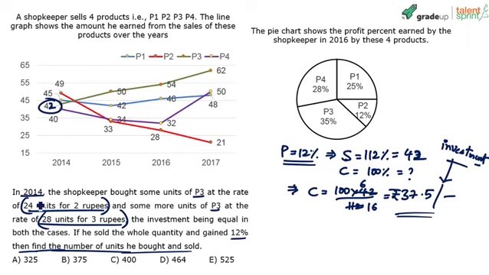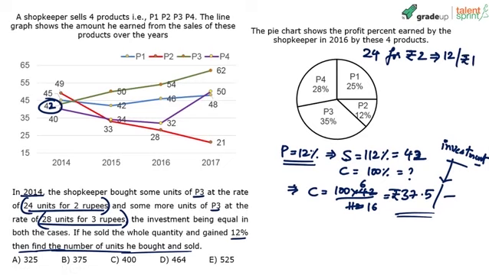Now comes the other part of the question. What is he saying? In 2014, the shopkeeper bought some units at the rate of 24 units for 2 rupees. So 24 units for 2 rupees means 12 units for 1 rupee. Yes or no? Sorry, 24 for 2 rupees. So how many per rupee? 12 per rupee. For 2 rupees he is getting 24 units, implies 12 units for each rupee spent.